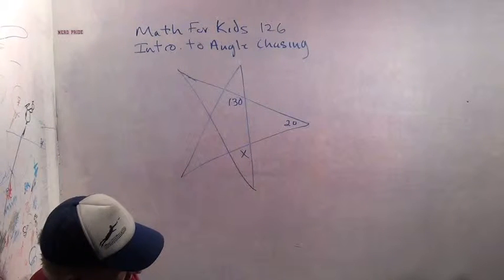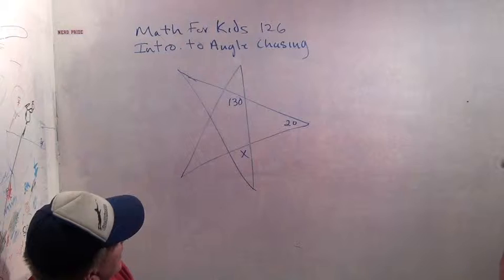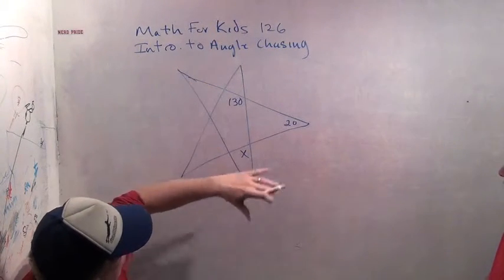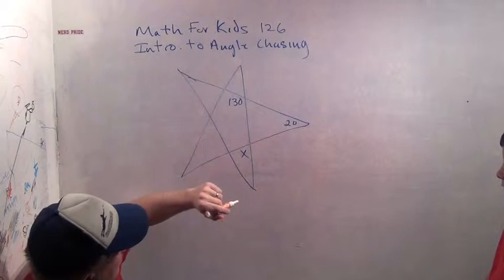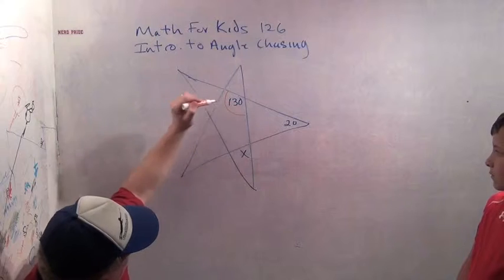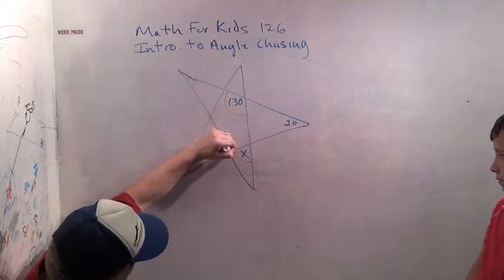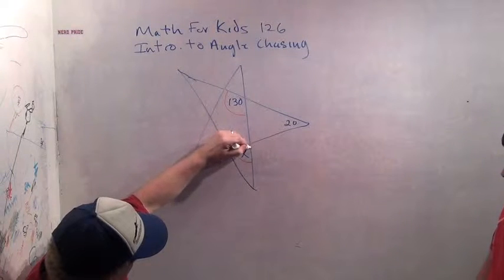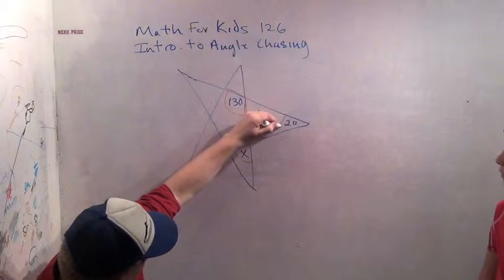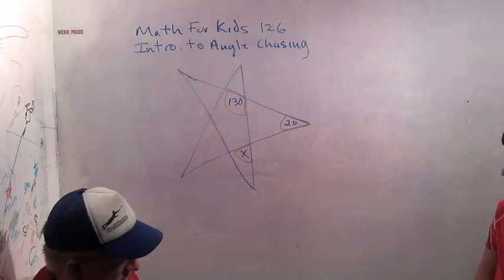So we've been studying angles a little bit, and we saw this problem on Khan Academy, and I thought it would be good to do a video about angle chasing. I didn't want to label all the points because it would make the video confusing. This angle here is 130 degrees. This angle here is x, that's what we're trying to find, and this angle here is 20 degrees. Okay? So do you understand this problem?